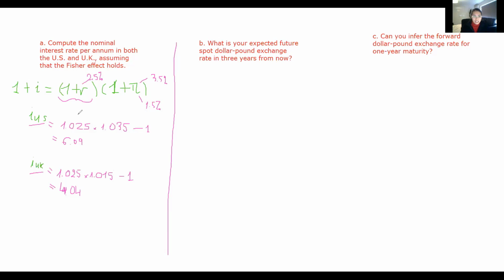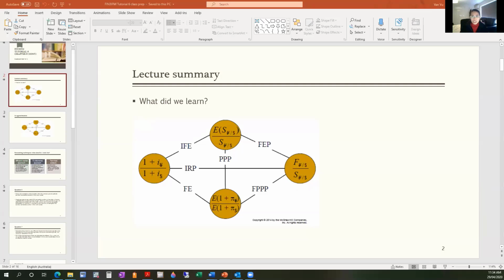Okay, so thanks, guys. These are the correct answers for the nominal interest rates in the US and the UK. So question A done. Let's move on to question B. For question B, I want you to look at the summary slide that we looked at the start. It was in your lecture note as well. I'm just going to share that with you now, and you need to tell me which formula to use for the second question, okay?